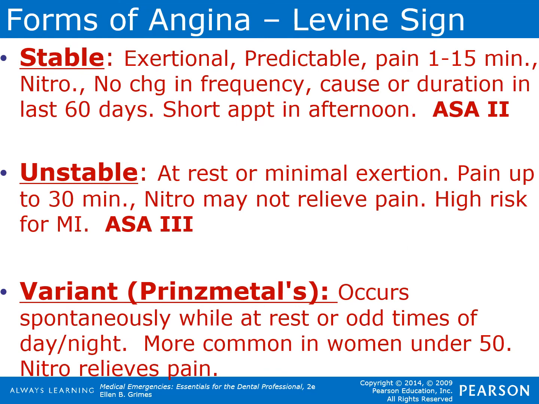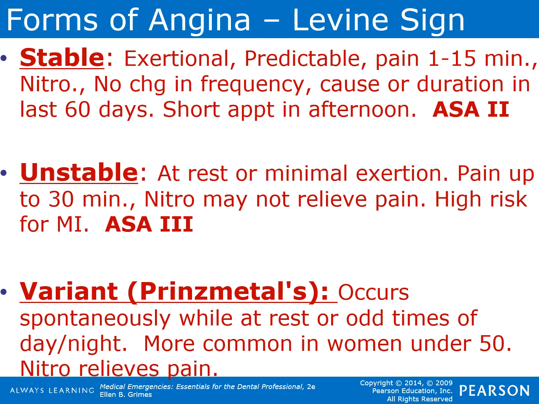So forms of angina: you have stable, unstable, and variant types. The stable form of angina is when it's exertional. It's predictable. The pain maybe lasts for 1 to 15 minutes. You take nitroglycerin, it clears up. There's no change in frequency, cause, or duration in the last 60 days. For these people, you would want a short appointment in the afternoon. Incidentally, they would be an ASA2 because it's more stable. If they didn't have anything else going on in their system, they would definitely be an ASA2.